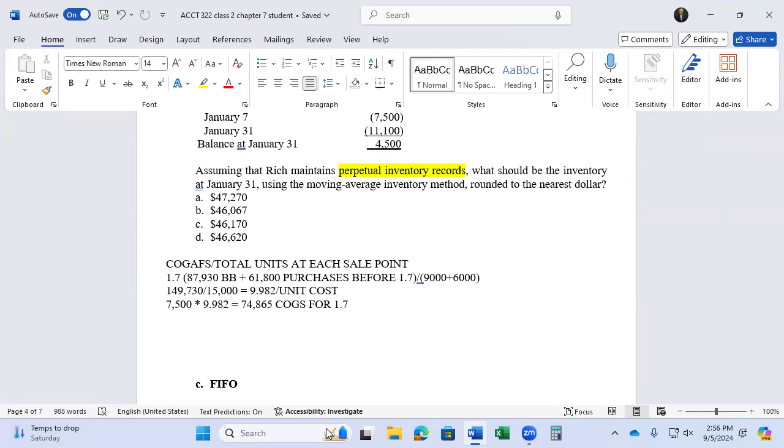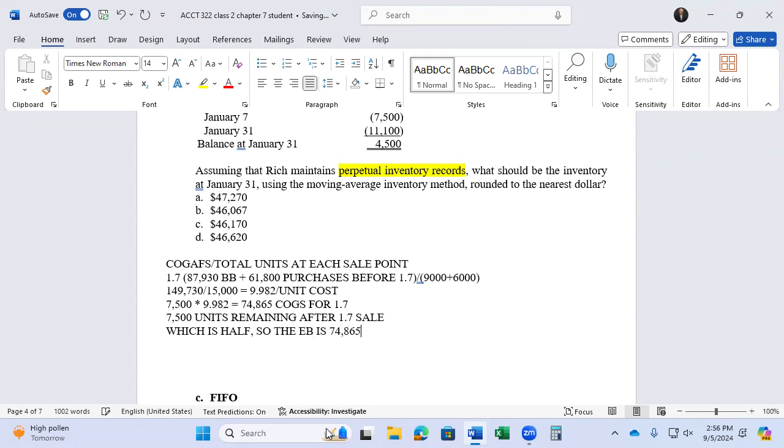This is also the remaining inventory balance. We have 7,500 units remaining after the 1.7 sale, which is half. So the ending balance is 74,865.